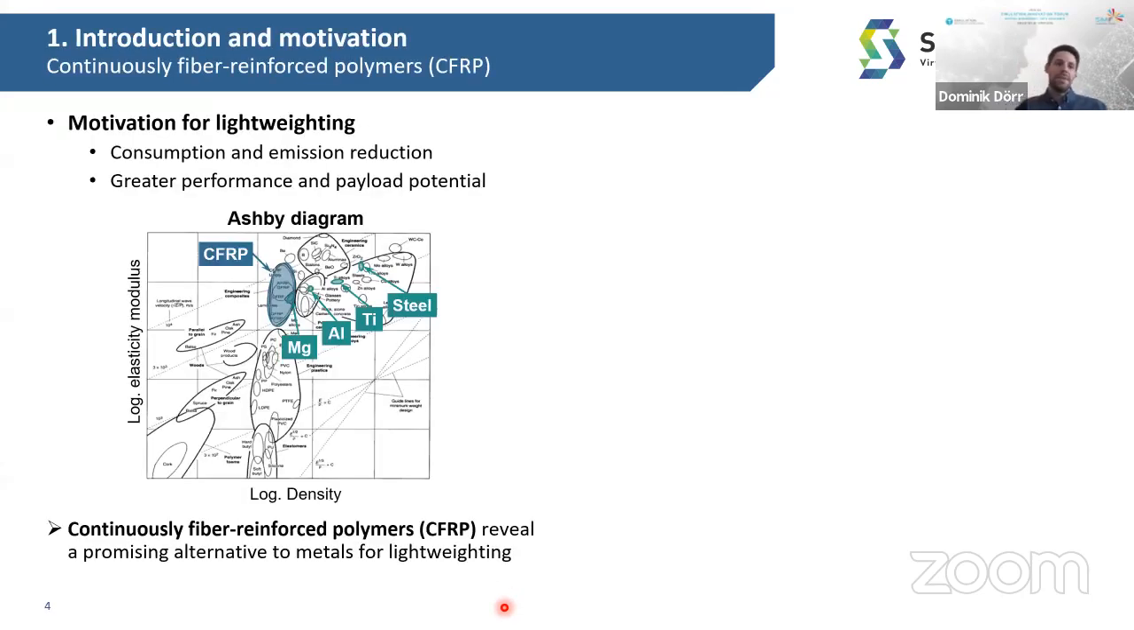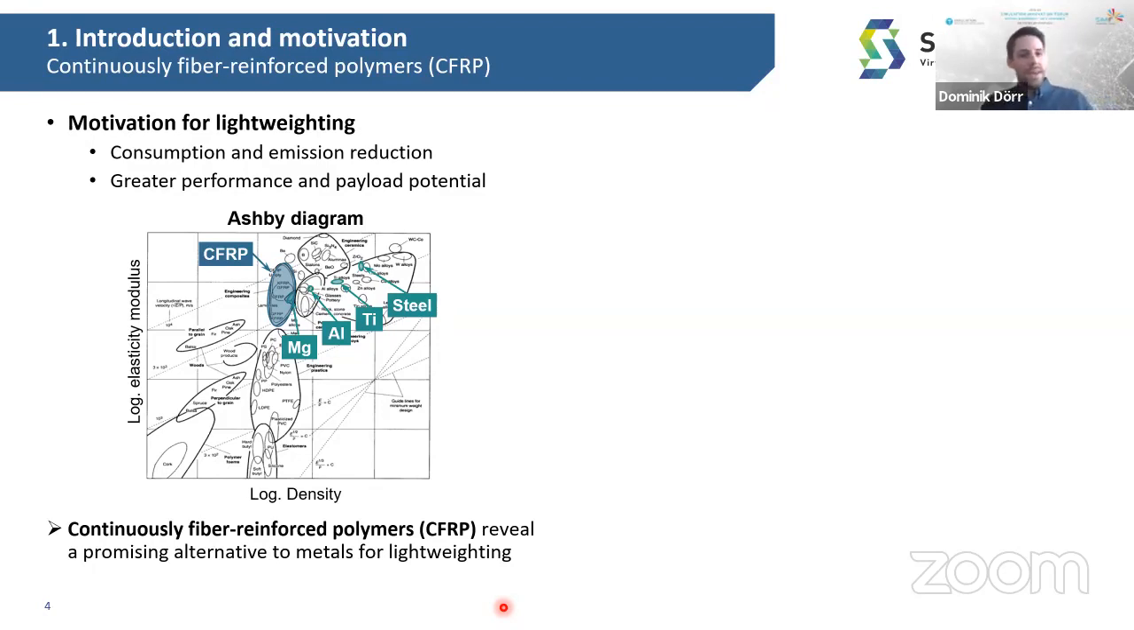Let's begin with the motivation and the introduction. First of all, we have to ask ourselves, why do we want to use continuously fiber reinforced composites? The motivation for this obviously is lightweighting. Why do we want to conduct lightweighting? Lightweighting enables the reduction of consumption and the reduction of emissions. And beyond that, we are also able to achieve a greater performance of our vehicles, for instance, or also our airplanes. And we are also able to increase the payload potential of our mobiles or airplanes.